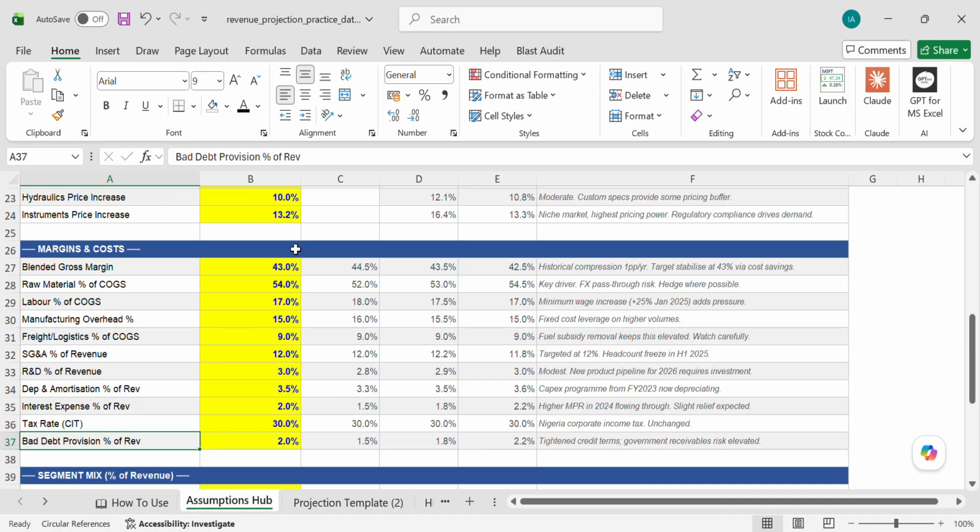Like our expenses, we are doing incremental, we're just finding every target that we're going to be making, and the costs we're also doing incremental based on percentage of revenue, and also our expenses as a percentage of revenue. Even depreciation, we're doing as a percentage of our revenue, and interest as well. For our tax rate we're using 30%. Nigeria corporate tax is unchanged, which is usually 30%. Bad debt provision as a percentage of revenue is 2%.